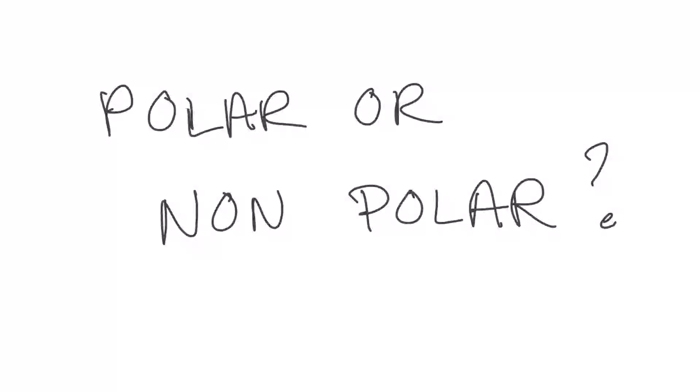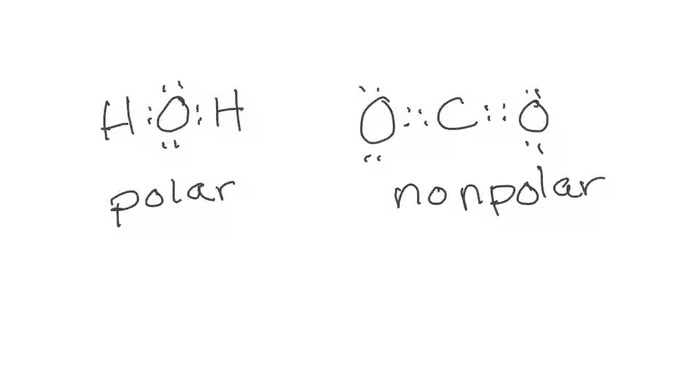Hi, today's lesson is on polar or nonpolar molecules. How do I determine if something is polar or nonpolar? So we're going to look at two molecules: water, which I've drawn here already, which is polar, and carbon dioxide, which I've drawn here, is nonpolar. And this is very important because if water was not polar, then there would be no life on Earth.